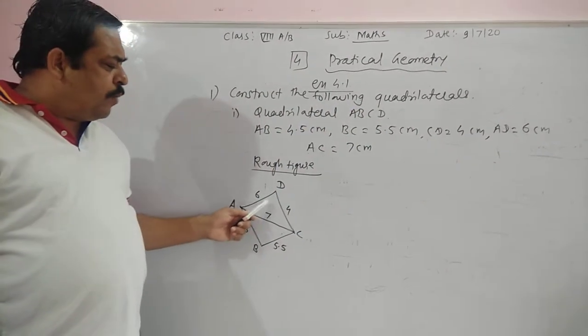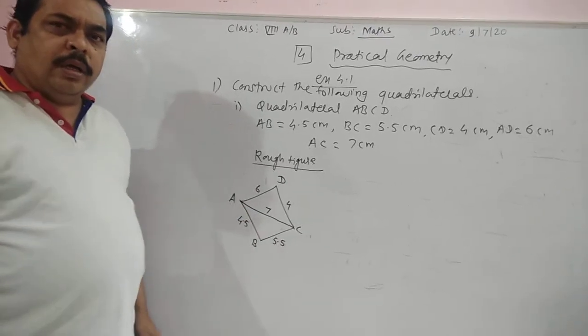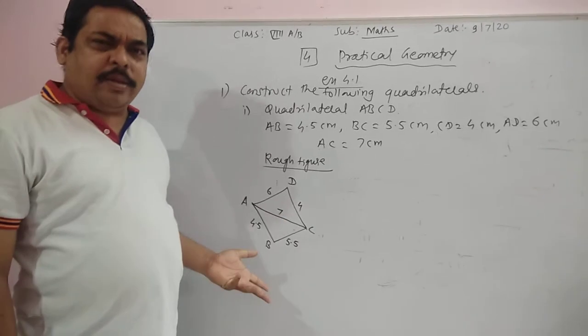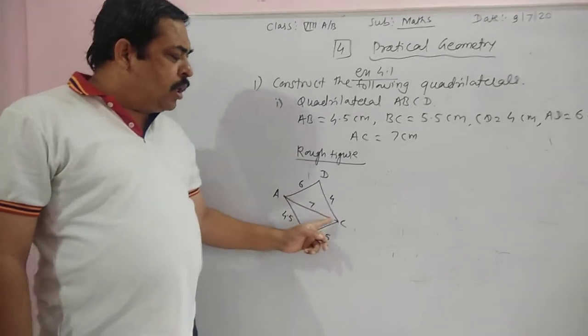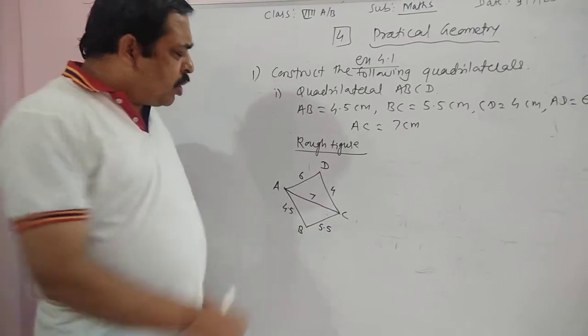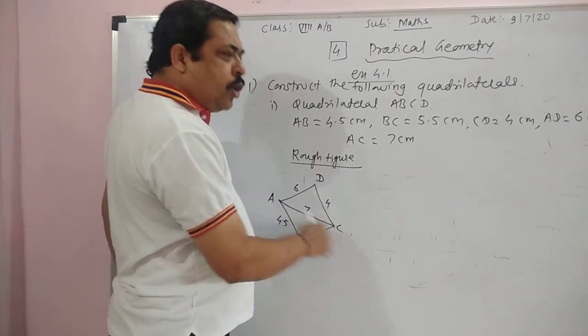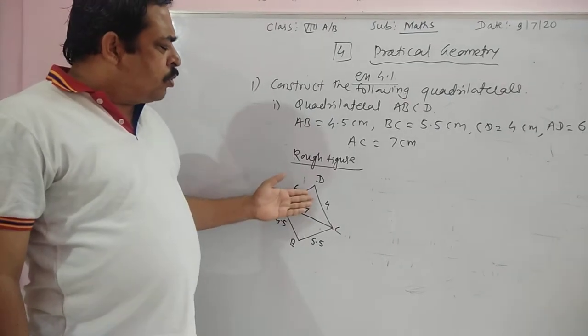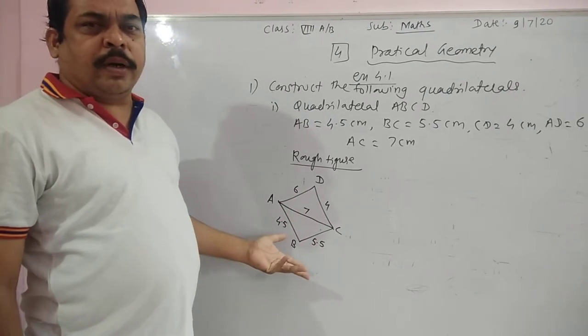To draw the quadrilateral, if we observe this rough figure, the diagonal AC divides the quadrilateral into 2 triangles. First we draw the upper triangle and then we draw the lower triangle. Joining the two triangles, we get the required quadrilateral.